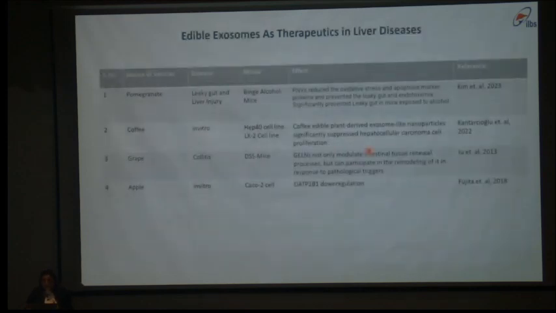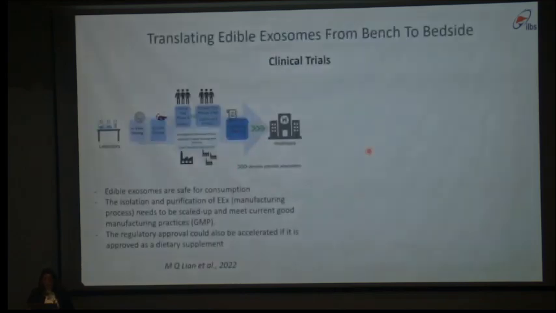So even for leaky gut, alcoholic liver disease, and in vitro colitis, they are known to be involved in various cellular processes. So how do we translate edible exosomes from bench to bedside? I believe edible exosomes are safe, and there will be an accelerated version from clinical trial 1 to 3.